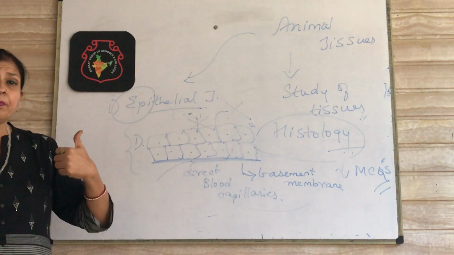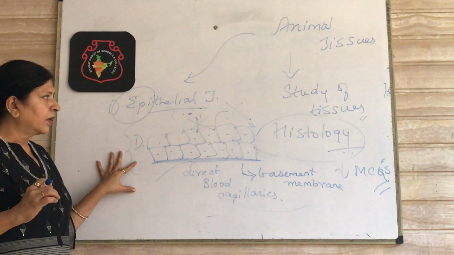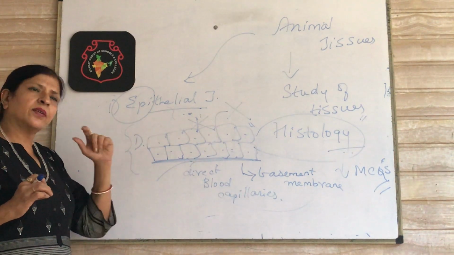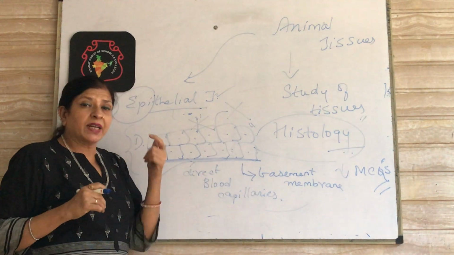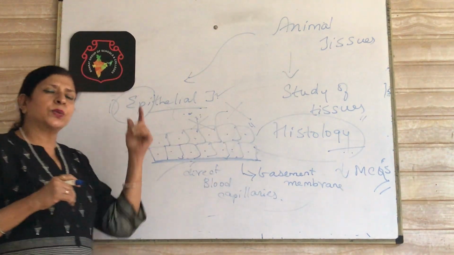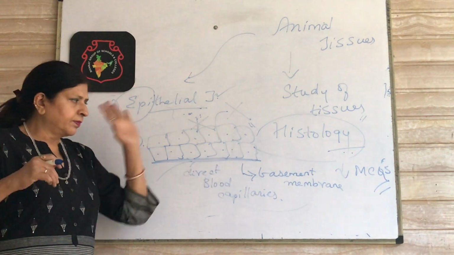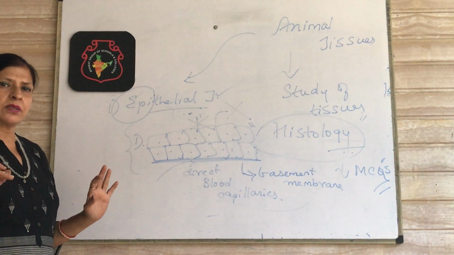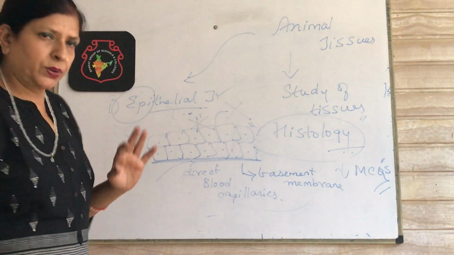So here the blood supply is negligible. So these are the main three characteristics that go about with the epithelial tissue. And when I am discussing epithelial tissue and its types, these three characteristics are applicable to those tissues.